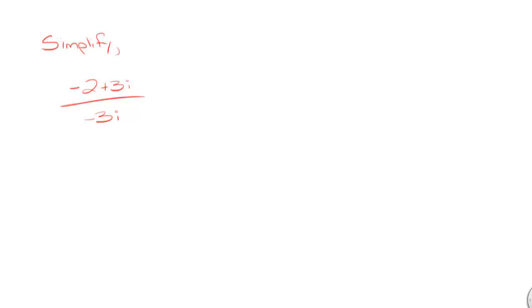All right, we're asked to simplify this expression. What this actually is, is the division of two complex numbers, negative 2 plus 3i divided by negative 3i. Without going into too much detail, I just want to quickly review one of the basic fundamentals of imaginary numbers, and that's the fact that i squared equals negative 1.